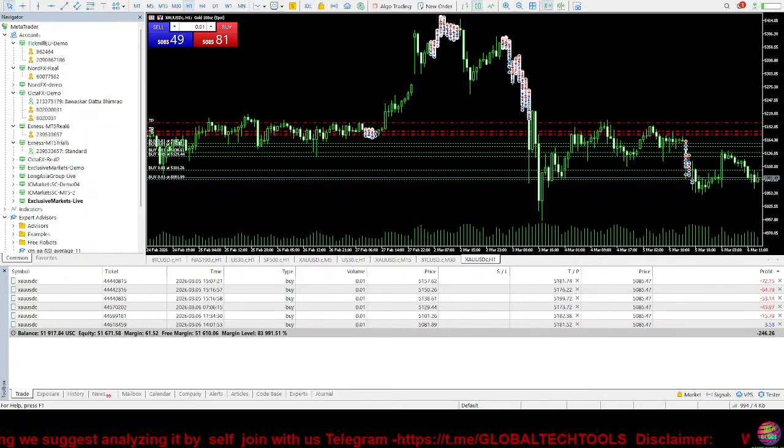For example, GBP USD. It's the Great British Pound versus the dollar. So if you buy GBP USD, you are betting that the pound will get stronger than the dollar. And if you are selling GBP USD, you are betting that the dollar will get stronger than the pound.